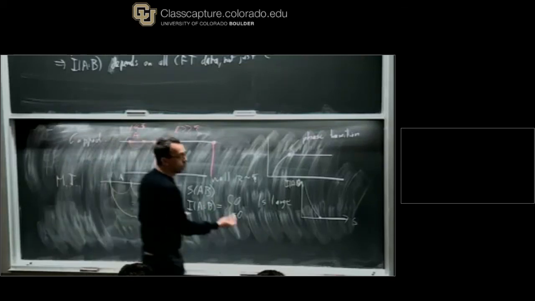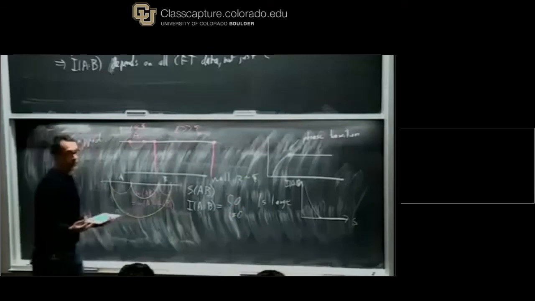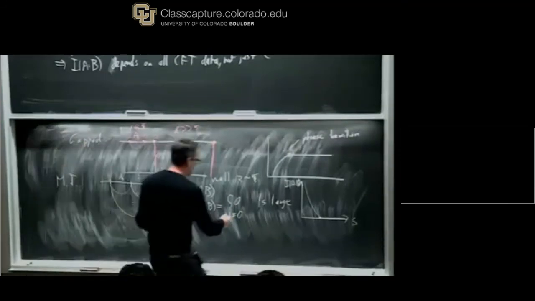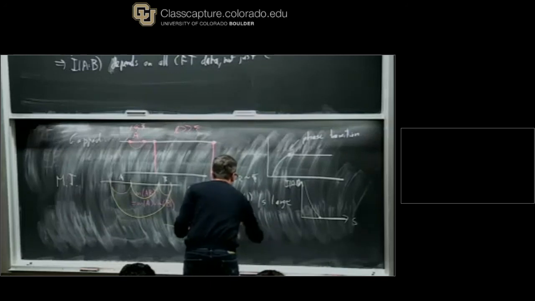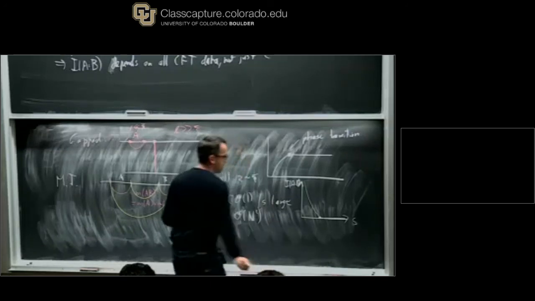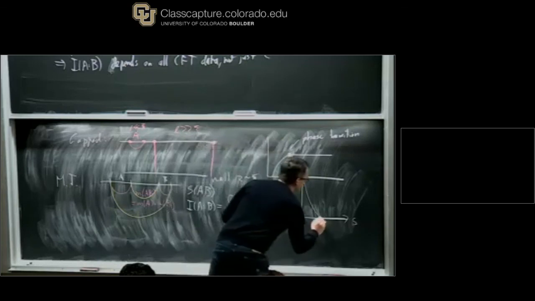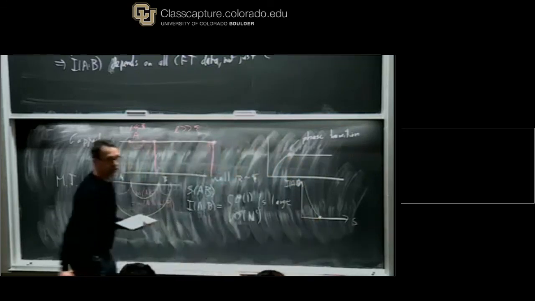But of course, 0 means order 1. So it just says that, in fact, here, it's not really 0, it's order 1. And here, it's order n squared. And again, there's a phase transition, which is an artifact of the large n limit.